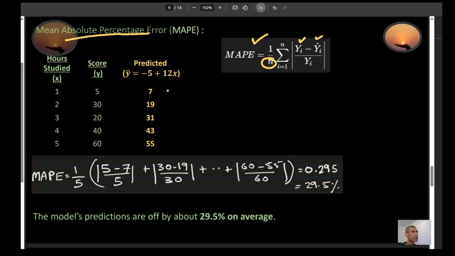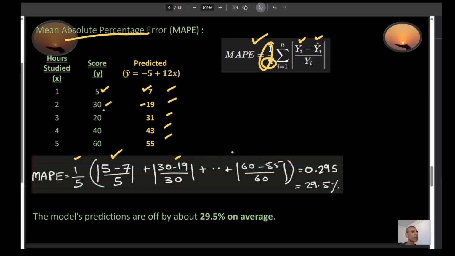So in this case, this is my data right here. This is the model that's making a prediction. So my MAPE in this case is going to be 1 over 5. That would be this expression right here. 1 over 5 times, you're saying 5 minus 7 divided by 5. This is my actual minus the predicted, divided by the actual value. So that would be this expression. Plus 30 minus 19 divided by 30. Likewise for the rest of the terms.